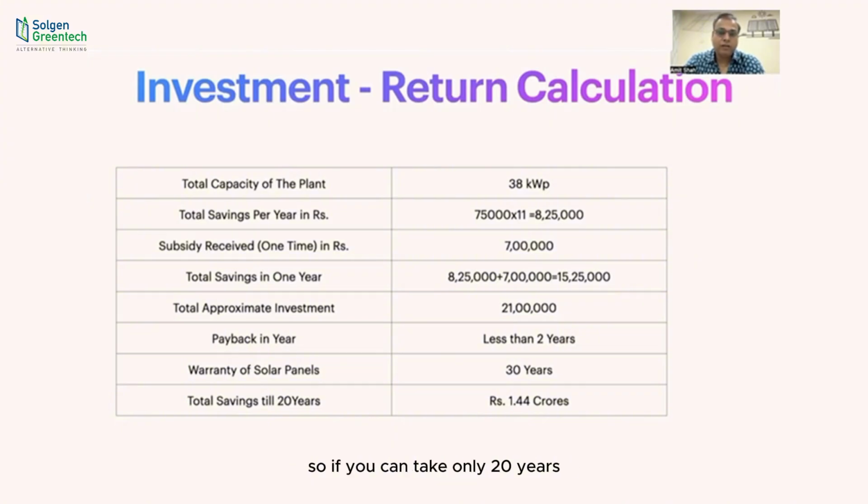If you take only the first 20 years of the life cycle of the solar power plant, you can save somewhere around 1.44 crores of rupees, and this money you can use for the upliftment of your society.